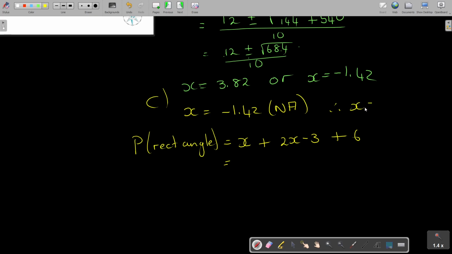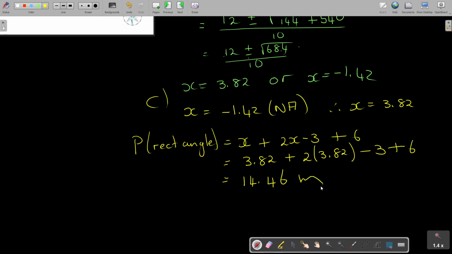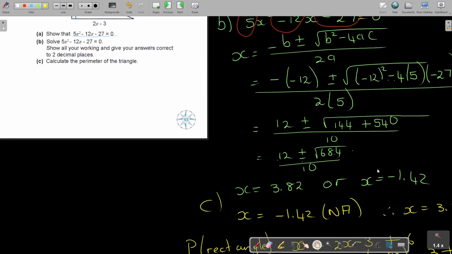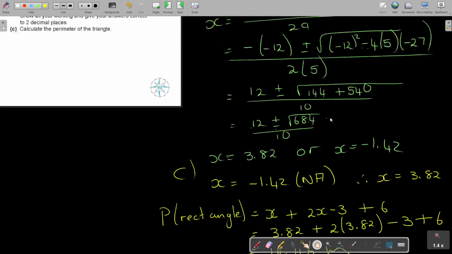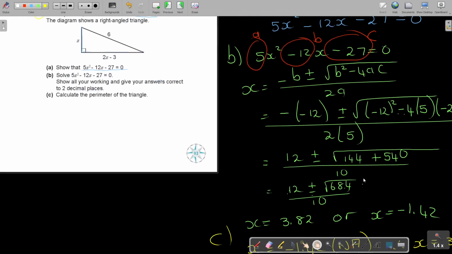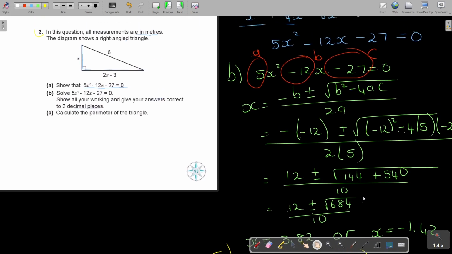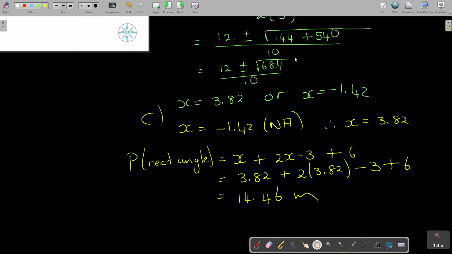Therefore, I'm taking the 3.82, and you can work with the approximated value. You must work with that. So it's 3.82 plus 2 times 3.82 minus 3 plus 6. You can just press it on the calculator, and it's going to be 14.46. And remember what they said? They said all the values, and this is going to be exact, so work with the exact answer. Otherwise, you can use 3 significant figures, but rather work with the exact. And yes, it's all in meters, so the answer is in meters.